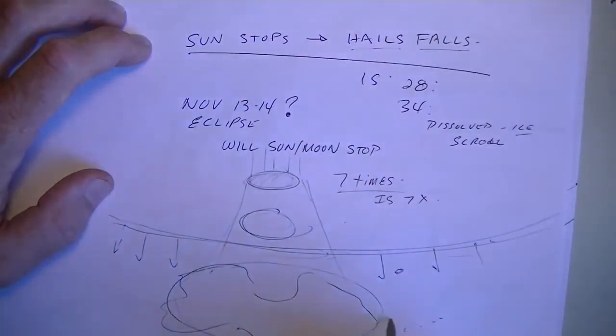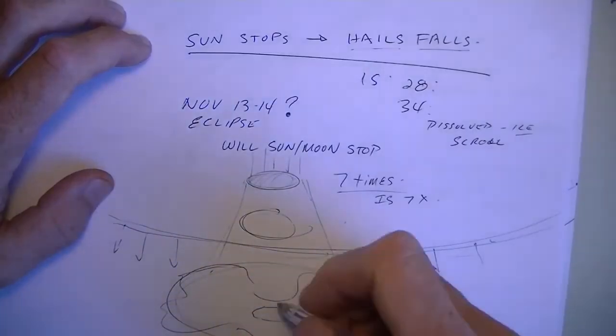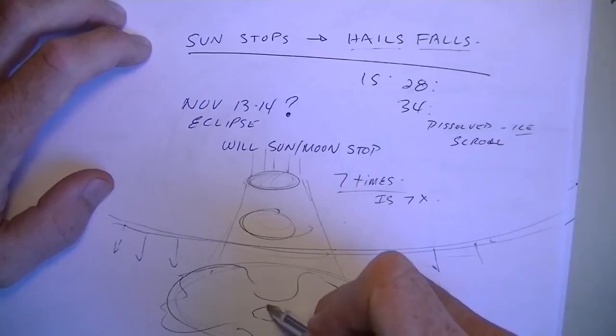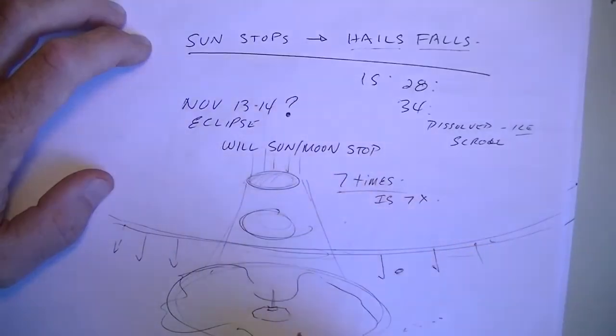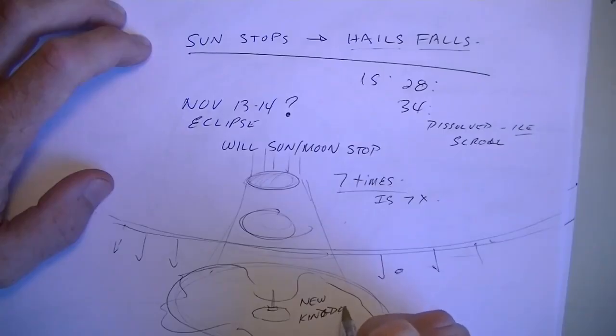So this area would be protected from the moon's shadow, and on Ayers Rock, that's where I'm proposing to build the new Zion, the new Jerusalem. This is where I believe the new kingdom is going to be established. The new kingdom.